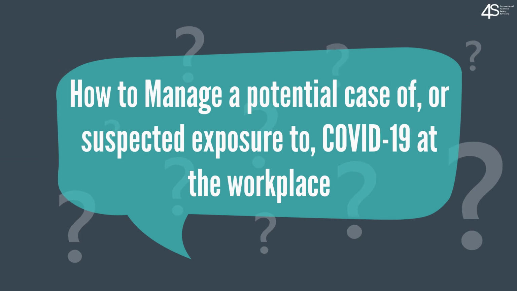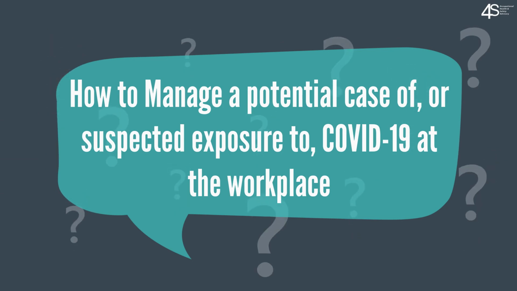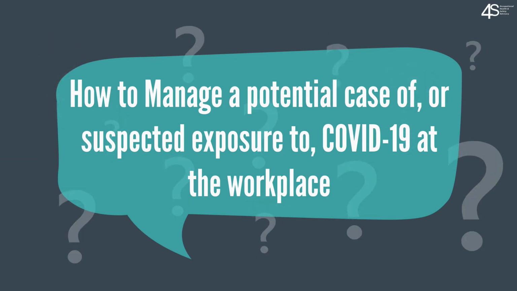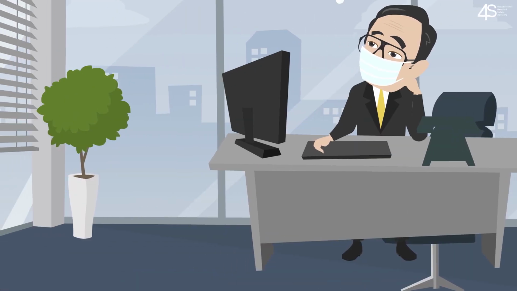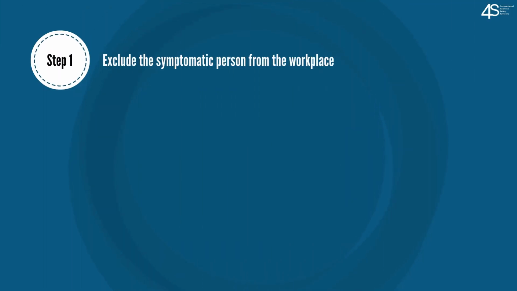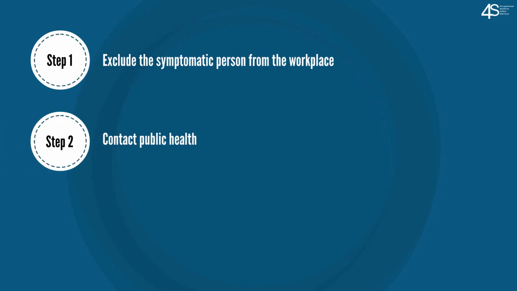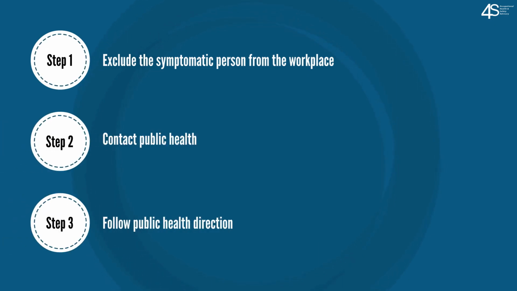How to manage a potential case of or suspected exposure to COVID-19 at the workplace. There are steps that you will need to take if one of your workers, visitors, or clients has symptoms that may be related to COVID-19 or is diagnosed with COVID-19. Step 1. Exclude the symptomatic person from the workplace. Step 2. Contact public health. Step 3. Follow public health direction.